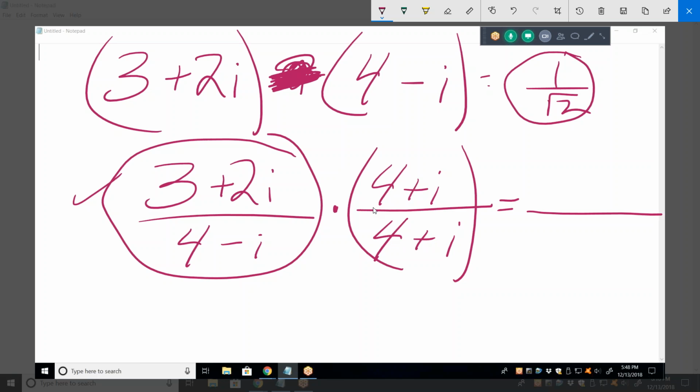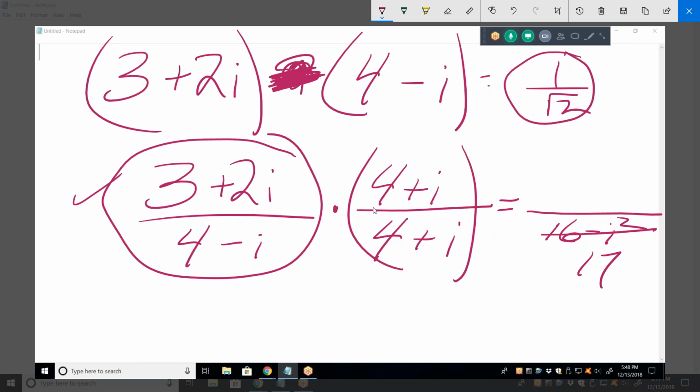4 times 4 is 16. So the two middle terms disappear. So you end up with 16 minus i squared. What is that number equal to? 16 plus, so it would be minus 1, but then wouldn't it be plus 1, so it would equal 17? Exactly. And now for the numerator, go ahead and multiply them.